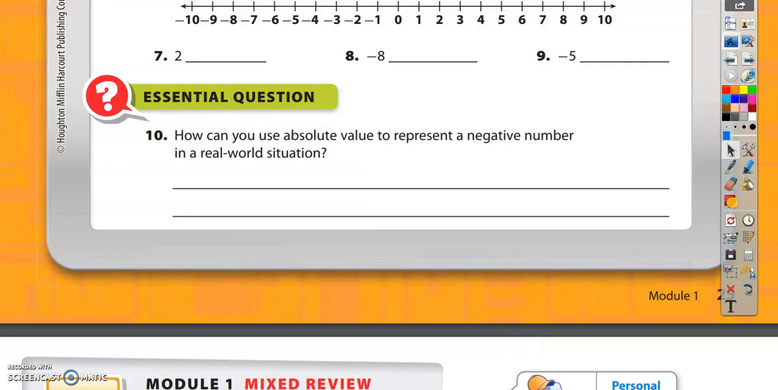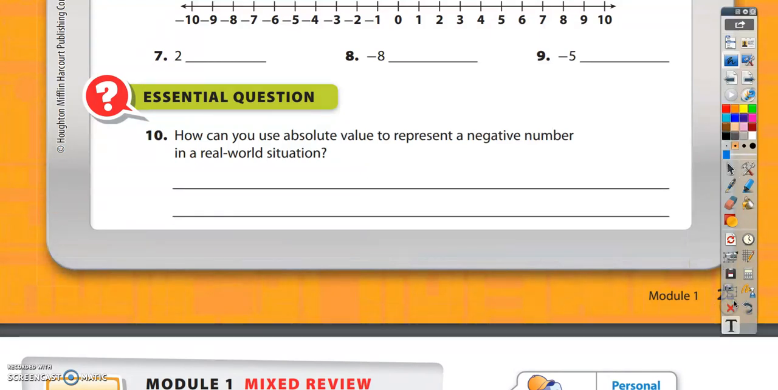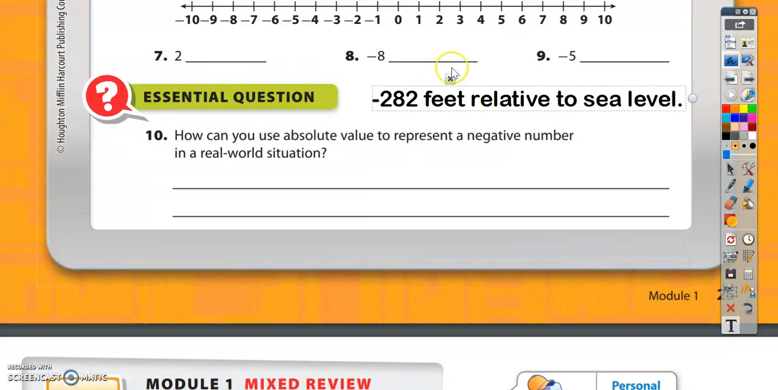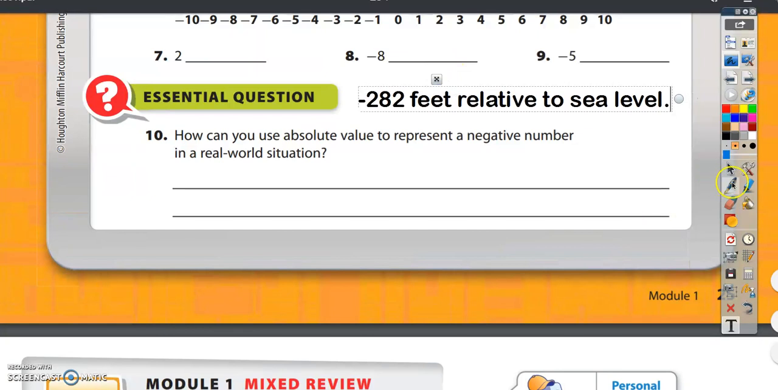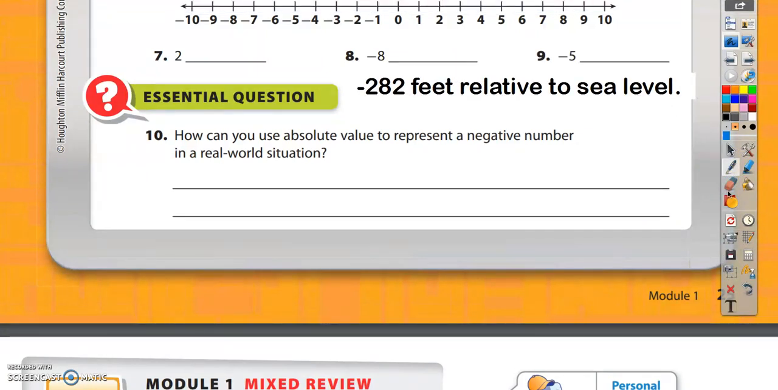So number 10, I'm going to remind you of the Death Valley problem. Number 10 says, how can you use absolute value to represent a negative number in a real-world situation? So I'm going to remind you that earlier in one of our problems, we had something to the effect of Death Valley was negative 282 feet, and they used the words relative to sea level. And a problem like this is saying, how do we take a negative number and not use the negative sign, but share the same information? And what we said before was something like the elevation of Death Valley is, or we might have just said it this way: Death Valley is 282 feet.